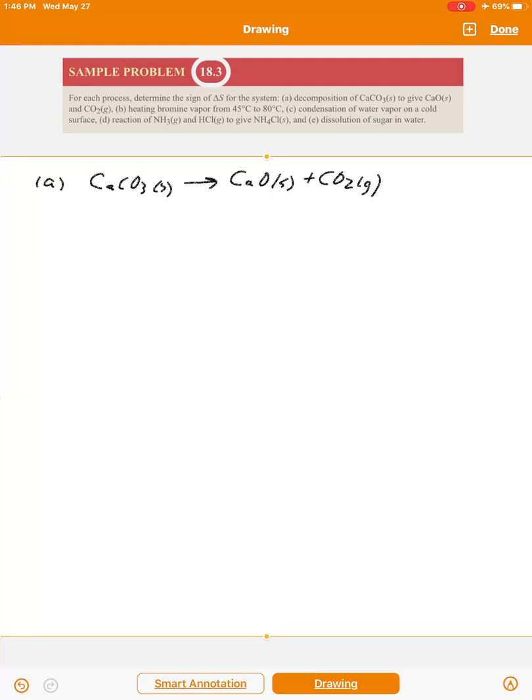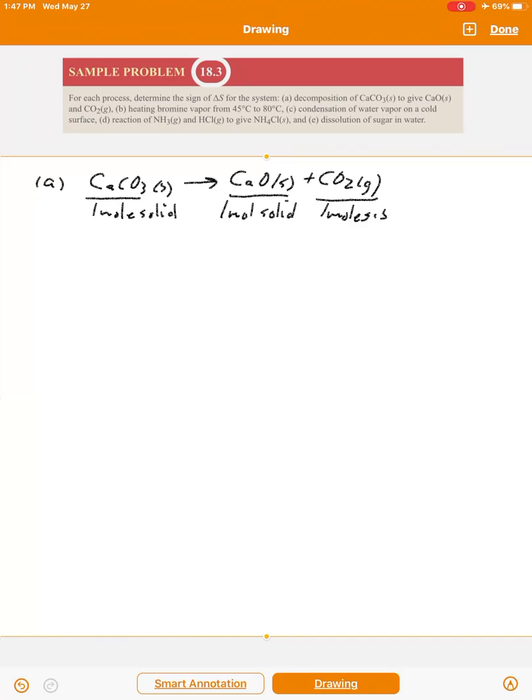Okay, this was actually a relatively simple one. Here we think about it this way. You have 1 mole of a solid, which is going to have a certain amount of entropy. And then you're going to form a mole of another solid, which, although they won't have exactly the same amount, they're going to be pretty close to each other. 1 mole of a solid to form 1 mole of a solid, those entropy values are going to be relatively close to each other. But we're also forming a mole of a gas.